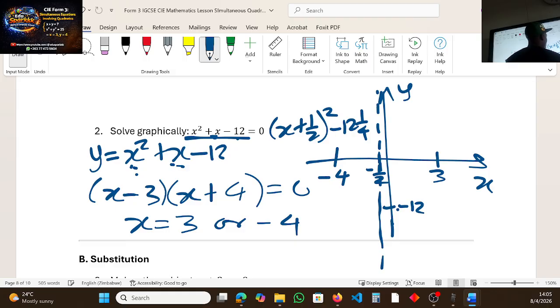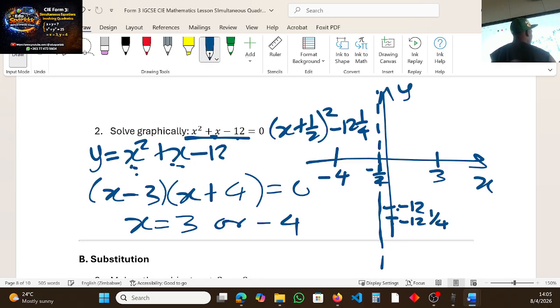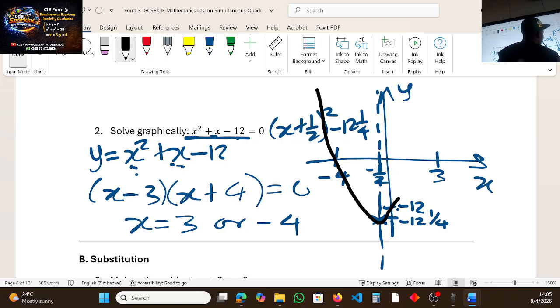So there I've got minus 12. So just slightly below where I'll say minus 12 and a quarter, that point will correspond to our turning point of the curve. Let me pick a different color to just draw how the curve would look like. We turn here, we pass through that point.